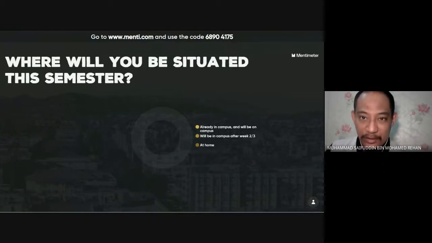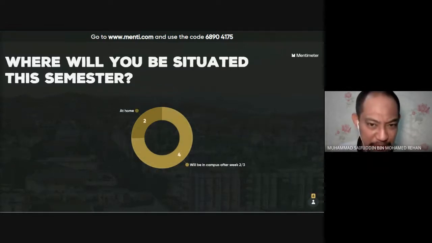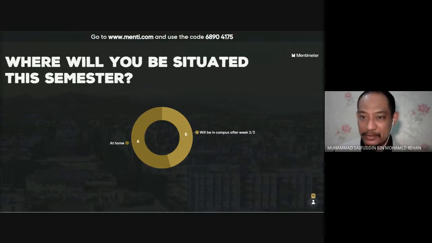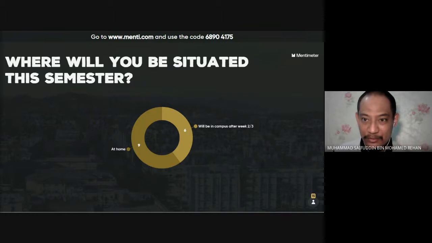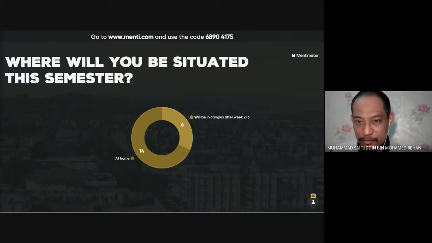So again, go to menti.com, and the code on top there is 68904175. So basically, I think there are 3 options that I put here. One is you will be at home throughout the semester. One is you will be in campus, but not yet now. Now it's at home, but meaning in 2 or 3 weeks you will be in campus. Or I'm not sure, because if anyone is actually now already in campus and will continue to be in campus, that's the 3rd option.